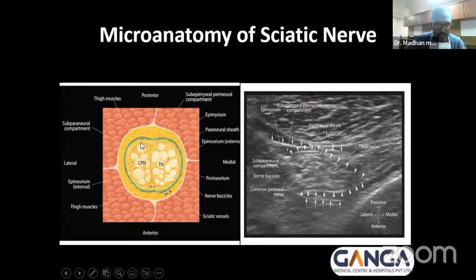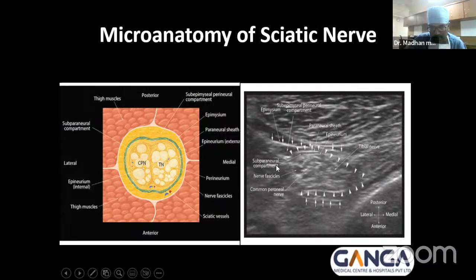Again, in the cross section, you can see the paraneural sheath, the green layer, and inside this is the subparaneural compartment. With high resolution ultrasound, we can visualize this in ultrasound also. This white thick hyperechoic line is the epimysium of the muscle. This is the muscle, this is the epimysium, and under this epimysium will be a subepimysial perineural compartment here. And then this arrowhead is the paraneural sheath, and inside this is the subparaneural compartment.